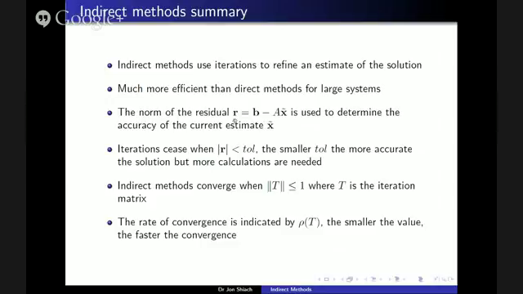The residual is, okay guys, we have less chatter please. The residual is calculated by b minus A times your estimate of the solution. That's used to determine a current estimate of how close we are to our actual solution. The smaller the residual, the better. We cease iterations when the norm of the residual is less than some tolerance. You set that. The smaller the tolerance, the more accurate your solution, but the more effort you have to do. Indirect methods converge when the norm of the iteration matrix is less than 1. The rate of convergence is given by the spectral radius of that iteration matrix. The spectral radius is the maximum absolute eigenvalue.